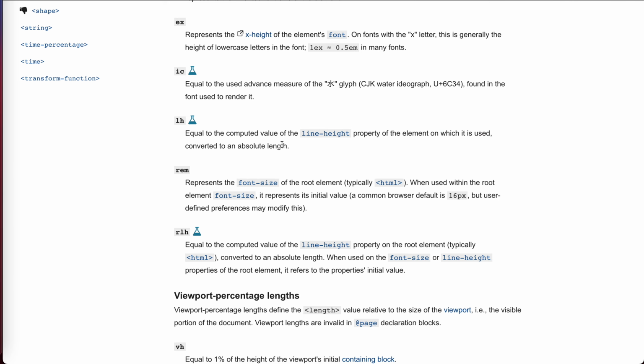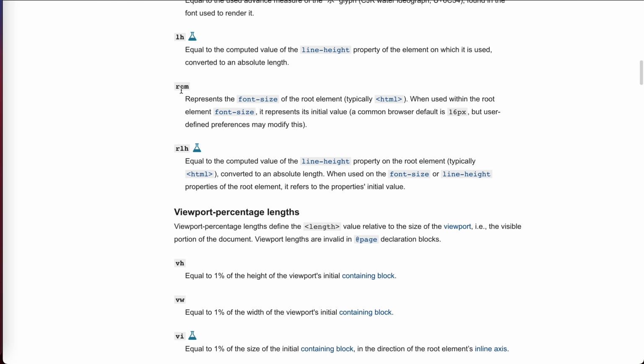LH, line height. This is interesting. So we could use this unit. Say I want a rectangle of 4 lines. We can use this one. Rem, I use this every day.